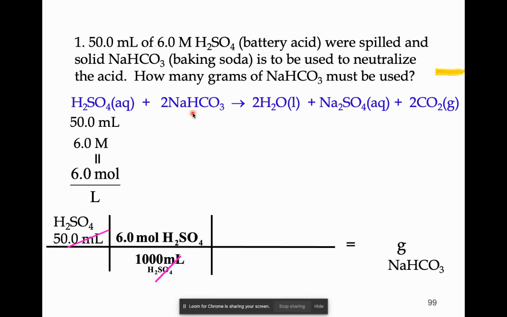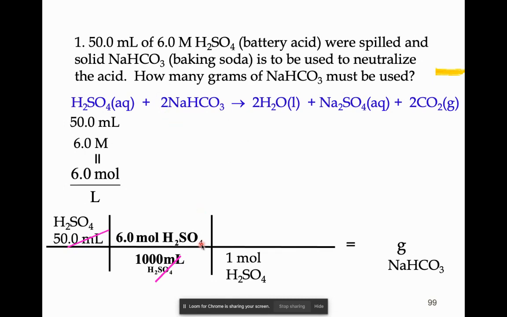So this is where the mole ratio is needed. If you remember, in converting moles of substance A, as in this case it is sulfuric acid, into the moles of substance B, which is NaHCO3, we need to get the mole ratio from the balanced equation. Our balanced equation tells us that for every 1 mole of sulfuric acid, we need 2 moles of sodium bicarbonate.